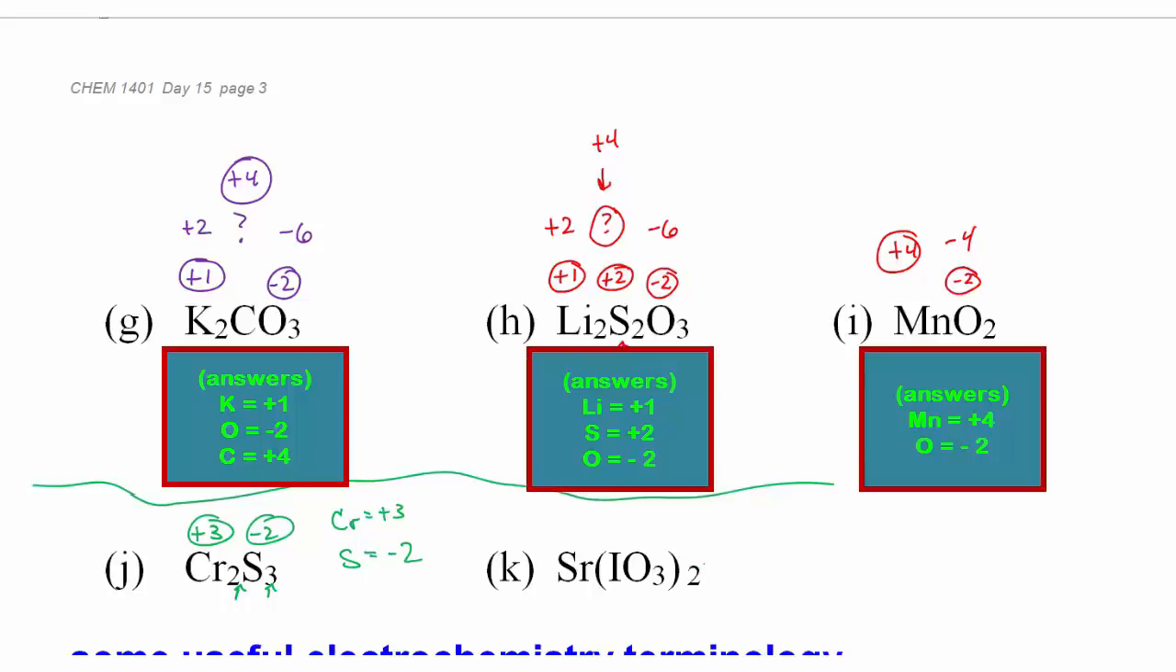Strontium iodate. Strontium has to be a positive 2. And then my iodate, each oxygen's a negative 2. 3 times negative 2 is a negative 6. So iodine has to be a positive 5. Because 5 and a negative 6 would give me my negative 1. So we should write those out. Strontium is a positive 2. Oxygen, a negative 2. Iodine, positive 5.